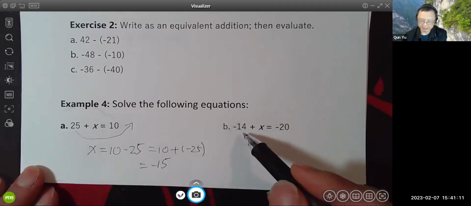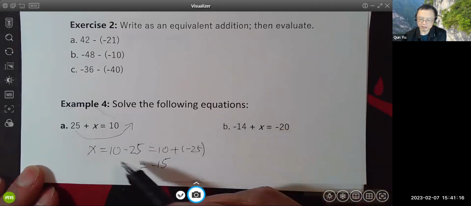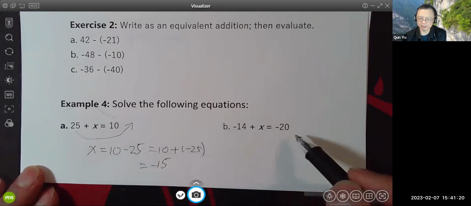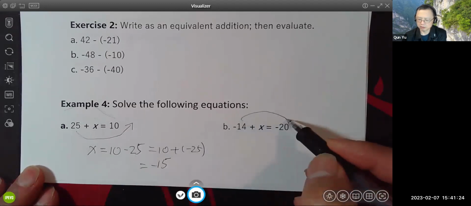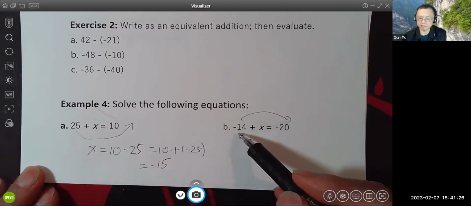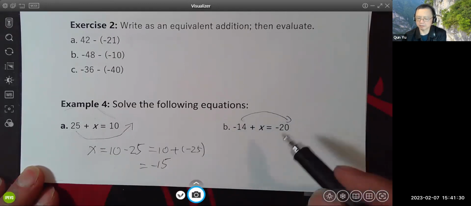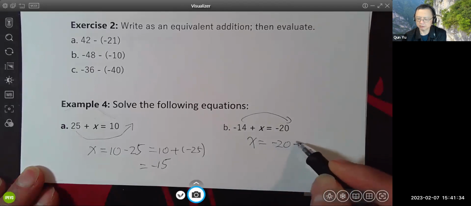So we have exactly the same structure, we just have different numbers. As in the previous one, we want to move this -15 to the other side so that x is on one side by itself. So move it to the other side, but this time we get a negative number. So after you move it, it becomes a positive number. So x equals -20 plus 14.